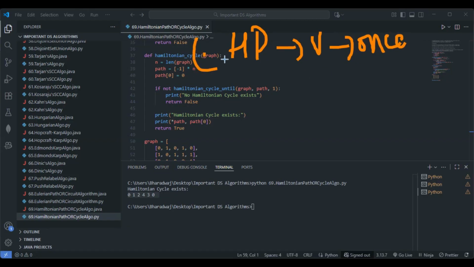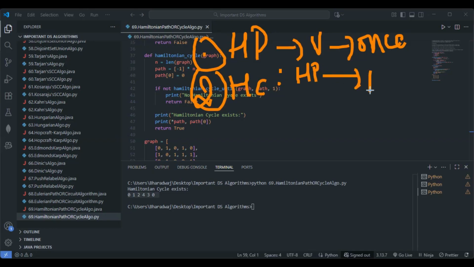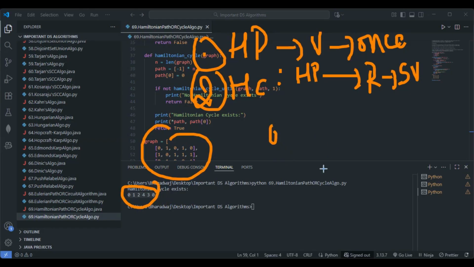This is one thing. And what about the Hamiltonian cycle? Hamiltonian cycle is a Hamiltonian path that returns to the starting vertex, right? So that's what it did, this one cycle. 0, 1, 2, 4, 3, again 0. From 0, again we went to the same vertex, if you remember. That's what I showed by considering the graph. So a Hamiltonian path that returns to the start vertex is nothing but the Hamiltonian cycle.